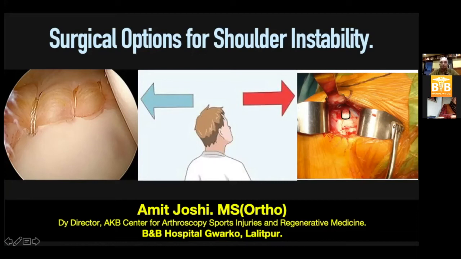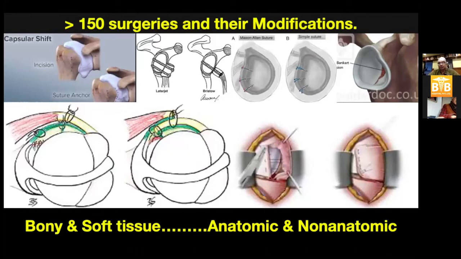Surgical options of shoulder instability. If you go to literature and try to identify how many surgeries are described for recurrent shoulder dislocation, the literature says that there are more than 150 surgeries and their various modifications. So altogether, more than 500 methods of treating this recurrent shoulder dislocation are described in literature.